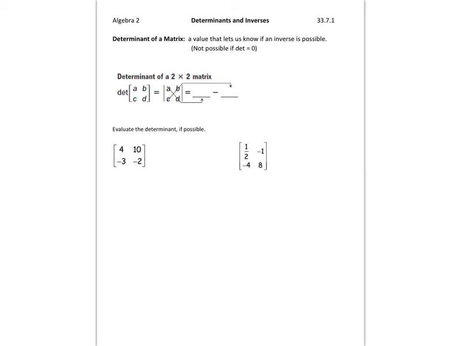All right, how do you find the determinant? Well, you do 2 multiplication problems and subtract the answers. First, you do the downward diagonal, a times d, and then you do the upwards diagonal, and then you subtract those 2 values. So here, the downwards diagonal, 4 times negative 2 is negative 8. The upwards diagonal, negative 3 times 10 is negative 30. So I do negative 8 minus negative 30. That changes to plus, so 22. The determinant would be 22.